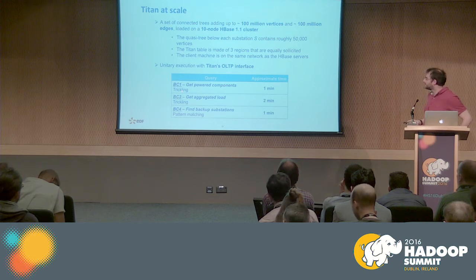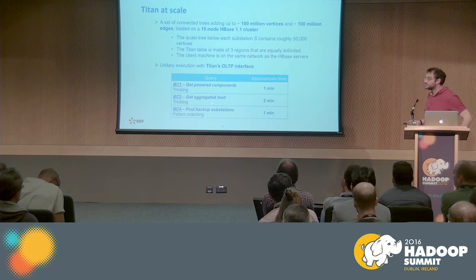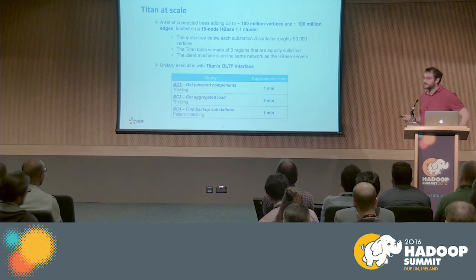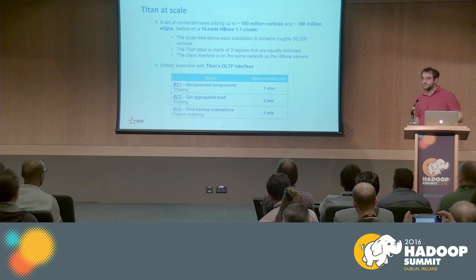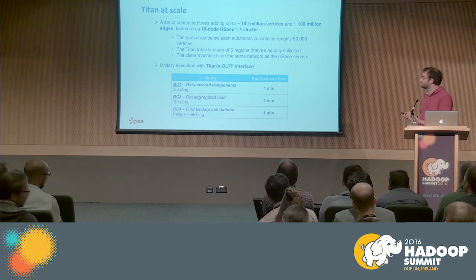The approximate time for the first use case, get the powered component, is 1 minute. Good. For interactive querying, that's not so bad. The aggregated load for the energy balance, 2 minutes. That's not so bad. Finding the backup substations, that is the pattern matching, 1 minute. Yeah, that's good as well. Very good. Still, when we do this, we're only looking at one substation, one source, executing the query for one source. An operator dealing with the whole network would like to have the global situation of the network, so we see how it scales when we run more queries over more sources.